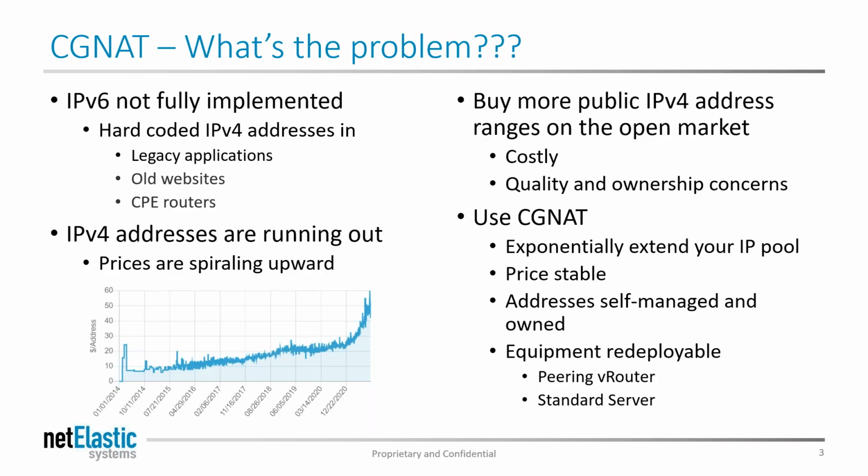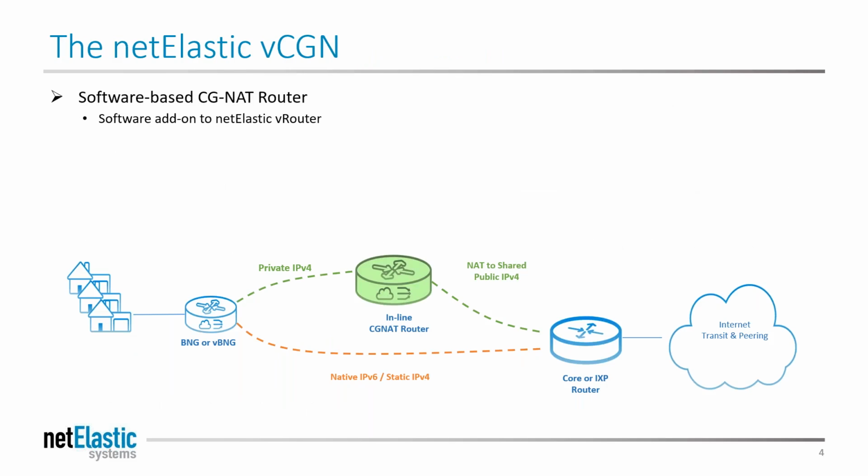Another way to go about it is to use a CGNAT router. Now, a CGNAT router will allow you to exponentially extend your IP pool. It gives you a lot of benefits. The prices are stable, the addresses are self-managed and owned, and your equipment's redeployable should you ever be able to go all IPv6, which I think is going to be a ways away, but it still gives you the ability to have redeployable equipment, which is kind of nice. So that's the problem, and one way that you can solve it.